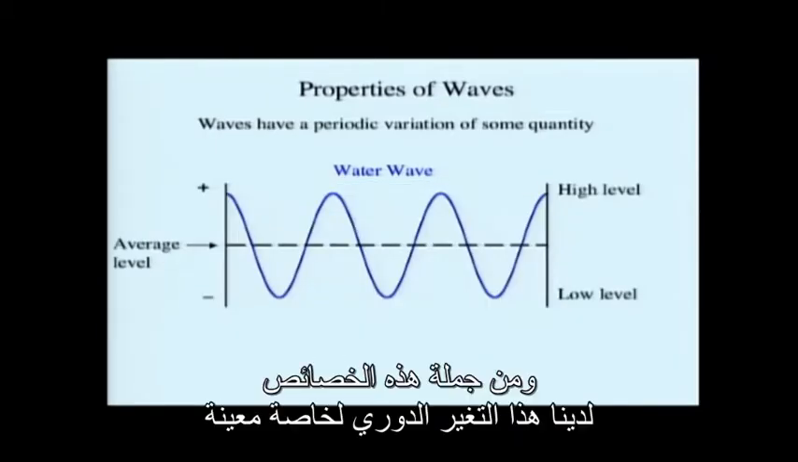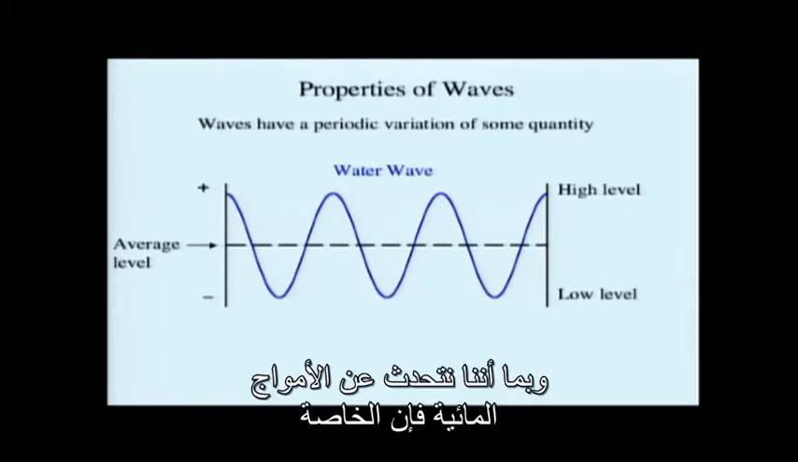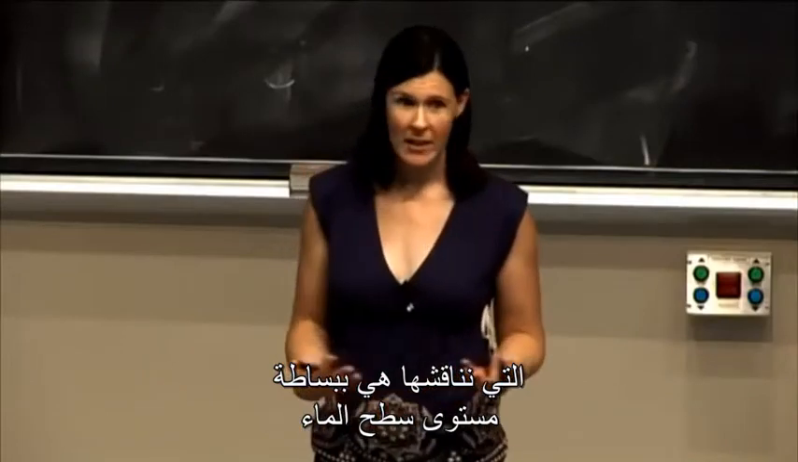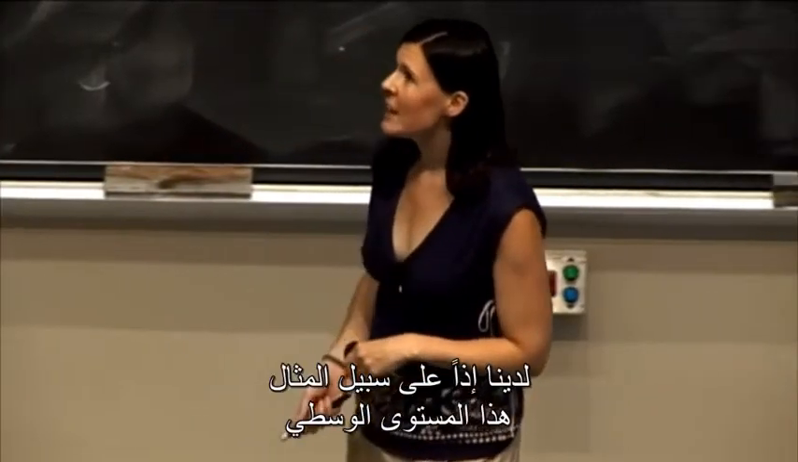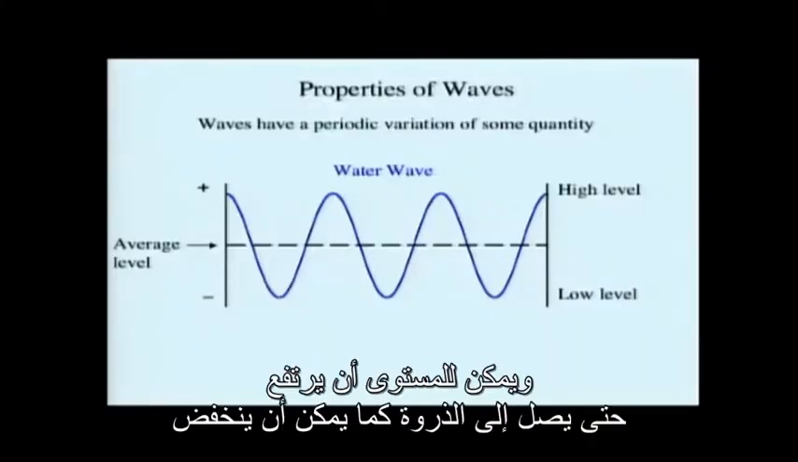And those properties include that you have this periodic variation of some property. So when we're talking about water waves, the property we're discussing is just the water level. So for example, we have this average level, and then it can go high where we have the peak, or it can go very low.